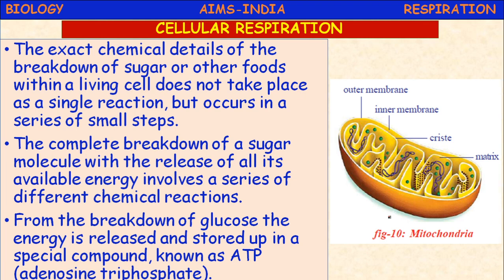So it involves different structures and several chemicals. The chemicals, like the substrate first, glucose; the structures, like the cytoplasm and the mitochondria of the cell; and the chemical substances called hormones. Several hormones catalyze this physiological process of cellular respiration.